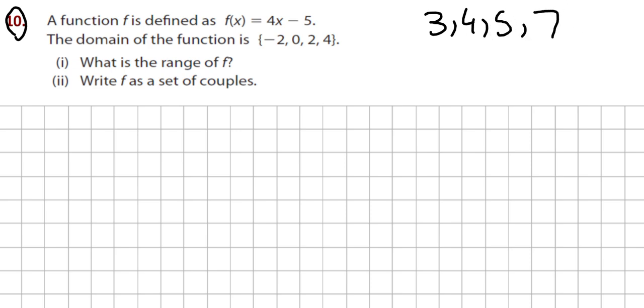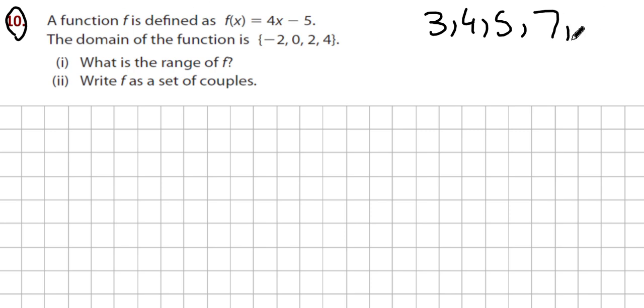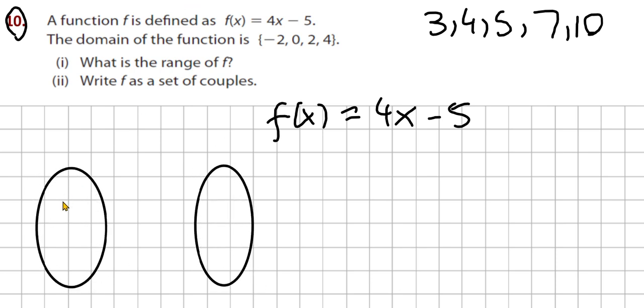I didn't do 6, did I? No. Okay, here we go. A function is given by the following. f(x) equals 4x take away 5. What they do then is they tell me the inputs, and I'm going to find the outputs. So what are the inputs, guys? Minus 2, 0, 2, and 4.